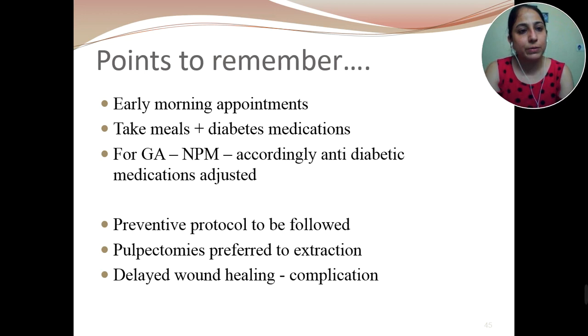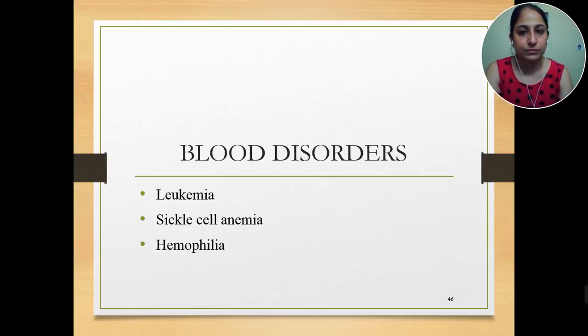Now the points to remember for a diabetic patient is early morning appointments, take meals plus diabetic medications before the treatment. For general anesthesia, nil per oral is adjusted accordingly so that the patient does not remain empty stomach for longer duration of time. Preventive protocol should be followed. Pulpectomies are preferred to extraction and delayed wound healing could be a complication. Now the next is blood disorders, in which we will be dealing with leukemia, sickle cell anemia and hemophilia.